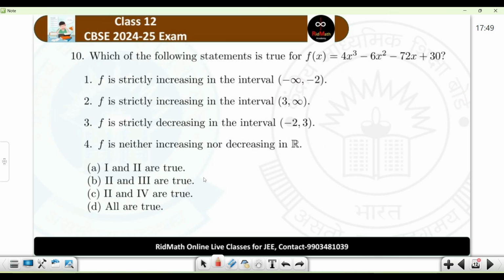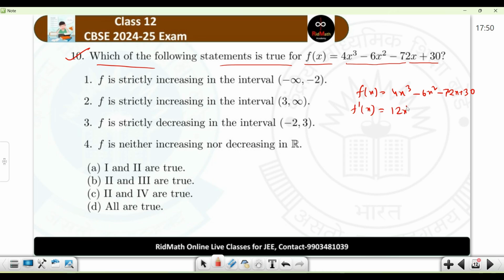Next problem, question number 10. Which of the following statements is true for f(x) = 4x^3 - 6x^2 - 72x + 30? So we will do the routine checkup. First write f(x) = 4x^3 - 6x^2 - 72x + 30, and then f'(x) is 12x^2 - 12x - 72. To find the critical points, f'(x) = 0 will give the critical points.